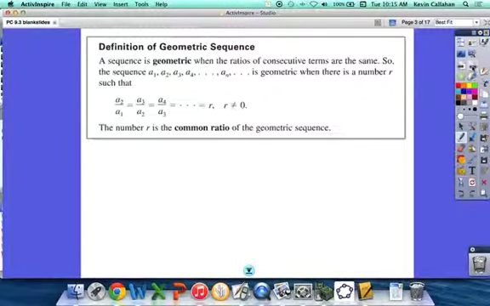Geometric is when the ratio of consecutive terms is the same, meaning divide the second term by the first, and the third by the second, and the fourth by the third, and so on and so on. Every time, if you always get the same number, then that is called a common ratio, and the sequence is geometric.